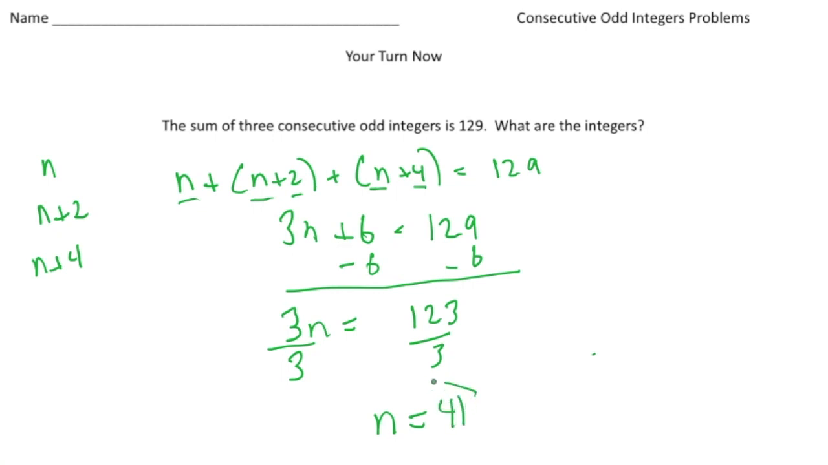All right? And now we know what n is. Well, n is going to be 41. And then 41 plus 2 is 43. And then 41 plus 4 is 45. And look at that. 41 plus 43 plus 45 does indeed add up to 129. So we know it's correct.